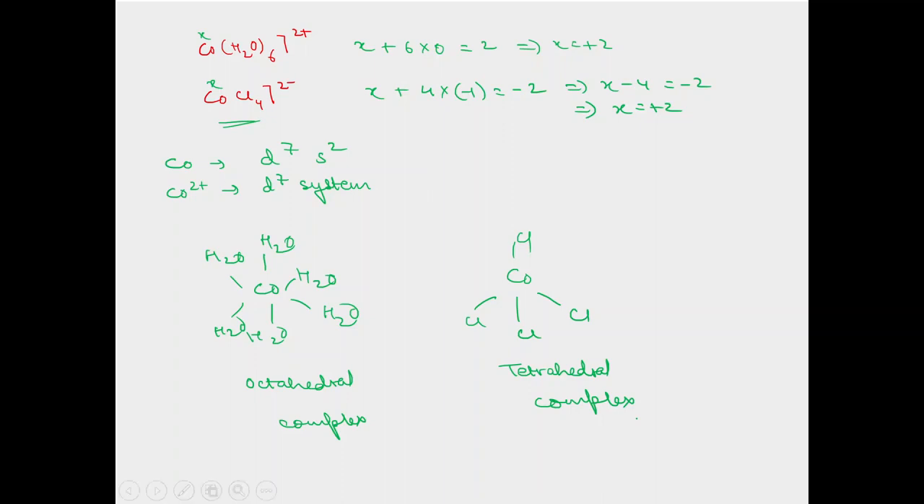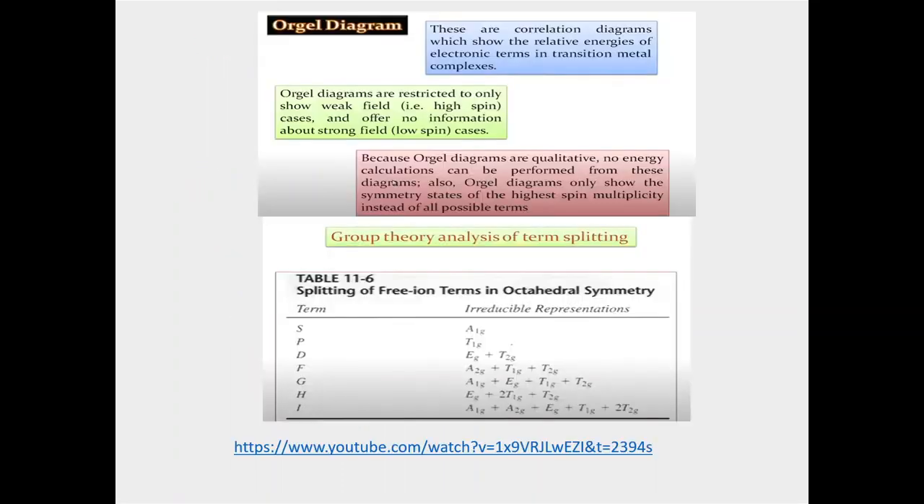Now we should know the Orgel diagram. So what is an Orgel diagram? You can find these things in the given link, provided by Professor Debashish Rai from the Department of Chemistry. You can search for Orgel diagram NPTEL and you will get this. Orgel diagrams are correlation diagrams which show the relative energy of electronic terms in transition metal complexes.